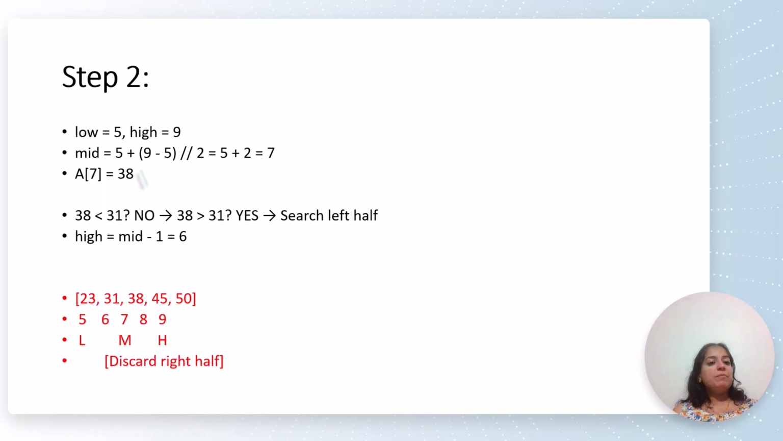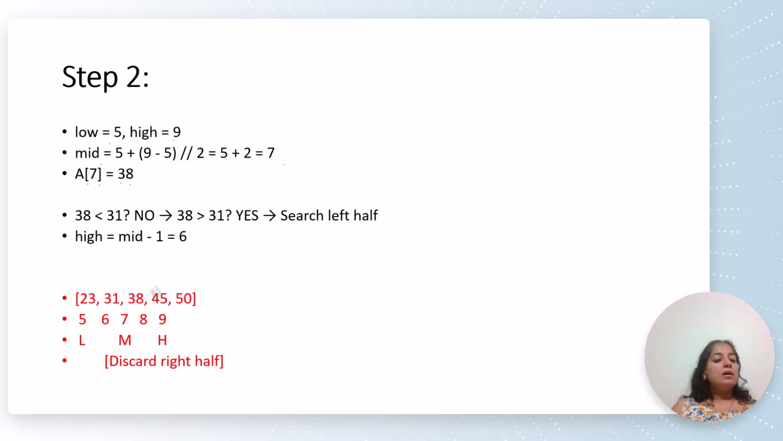Then in the second step, we again compare. Low is 5 now, high is 9. Again calculate the middle element, which comes out to be 7. And A[7] is 38, that means the element at index 7 is 38. Now, is 31 greater than 38? No. That means the element is present in the left half.